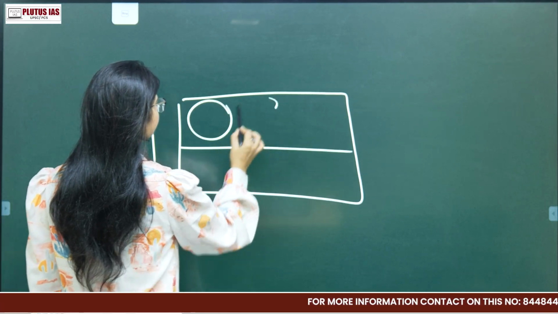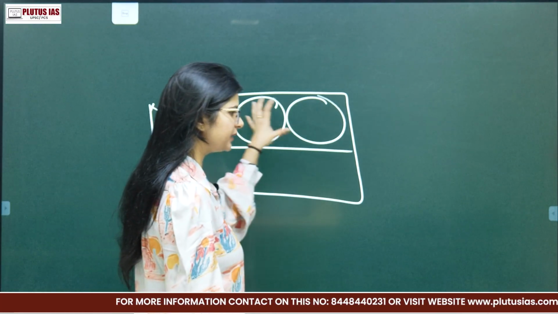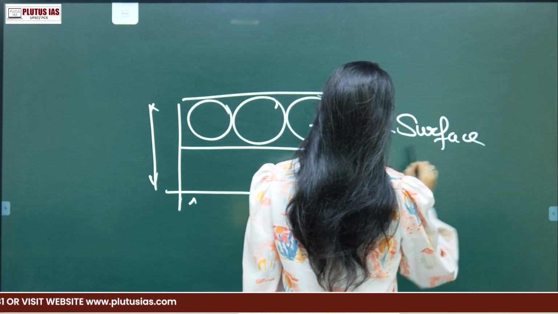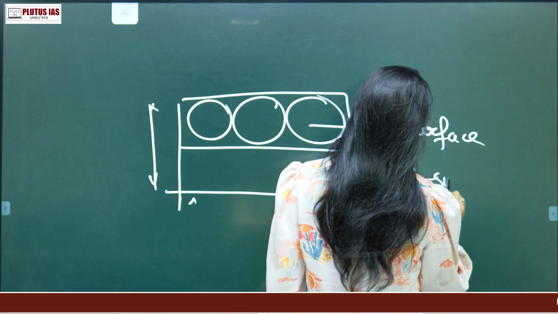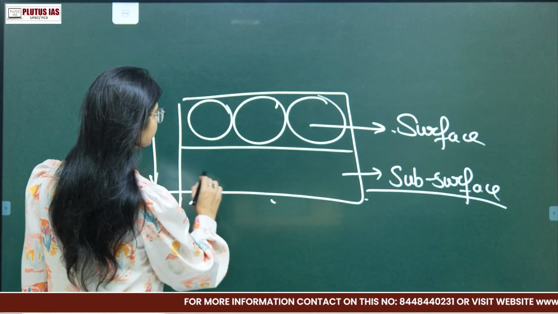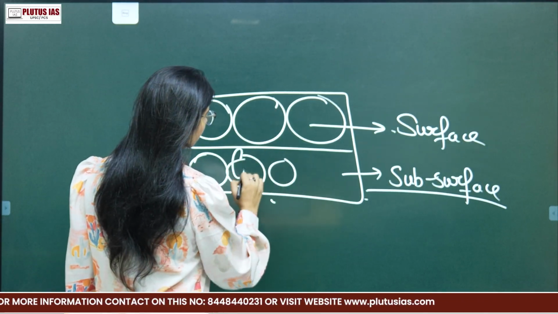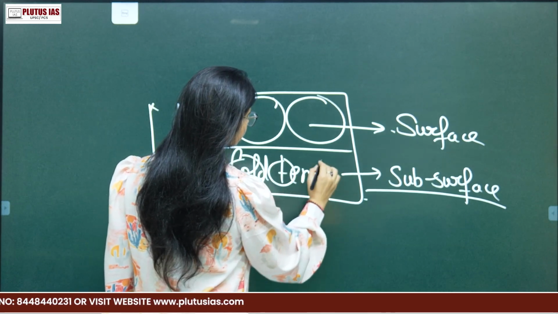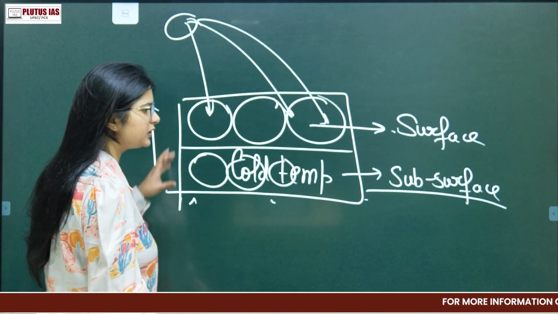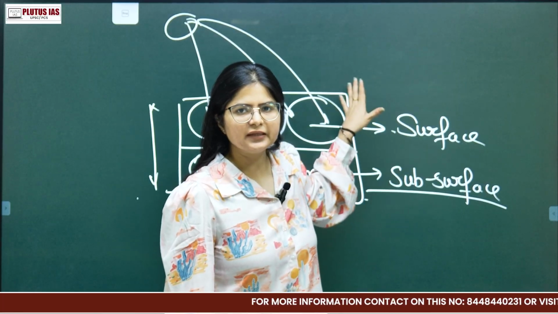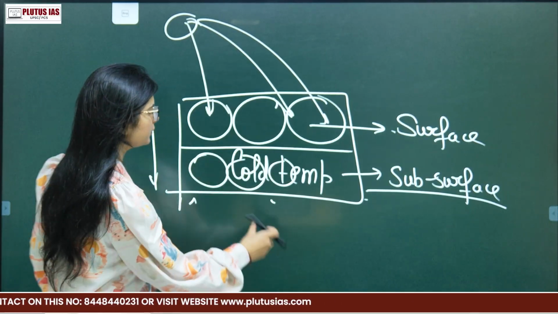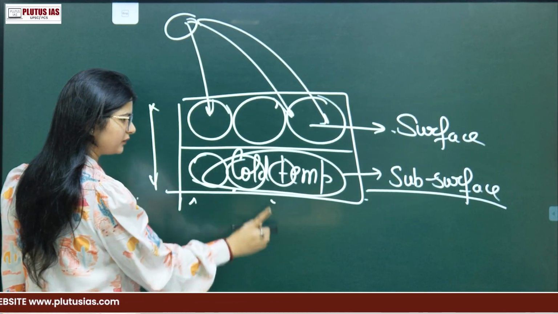For example, this is the upper layer, which we call the surface. The layer after that is known as the subsurface. So, subsurface and surface. The subsurface is having what? Cold temperature. Why cold? Because the rays of the sun are falling on the upper portion. There is a particular depth after which the sunlight cannot penetrate deep inside the ocean. So automatically this will become cold, right? This is one of the reasons.